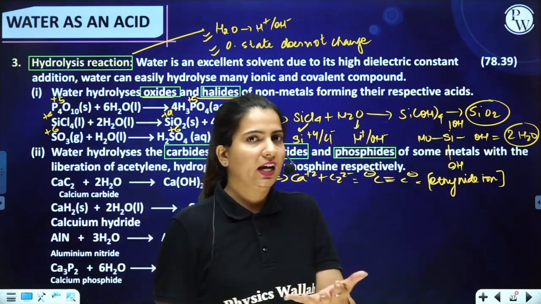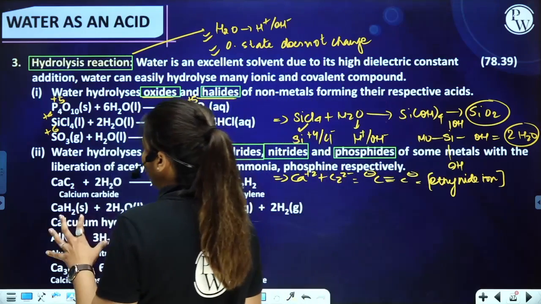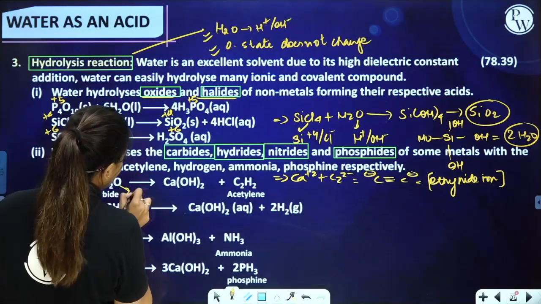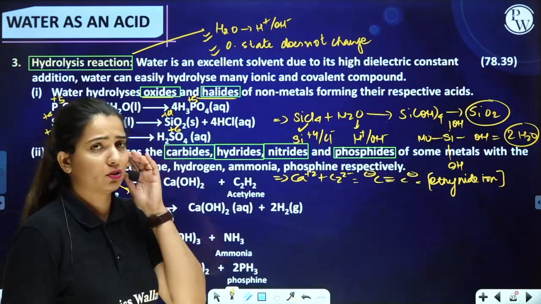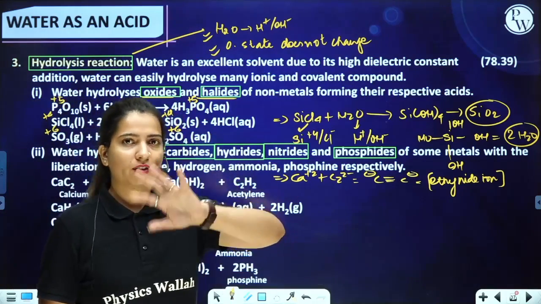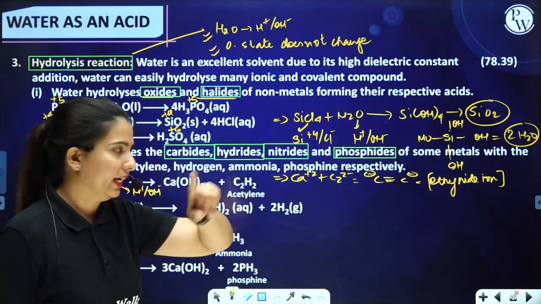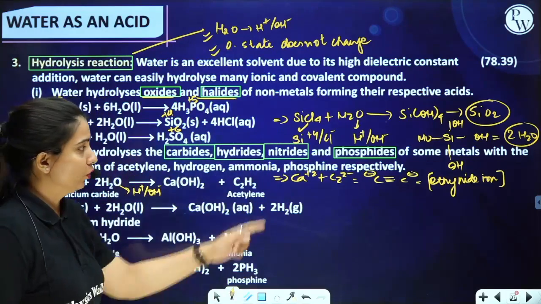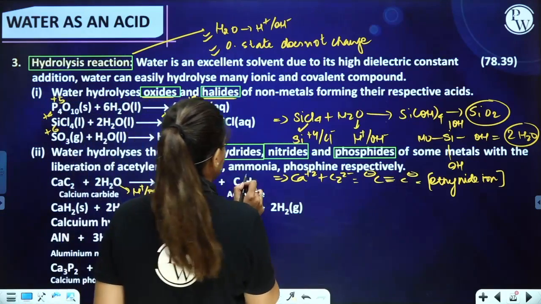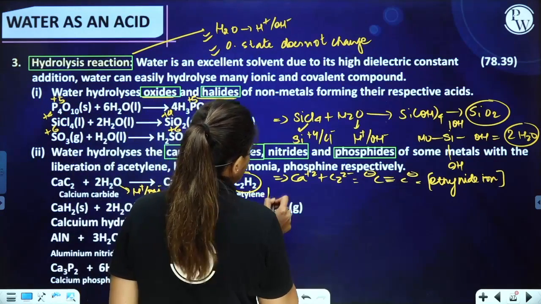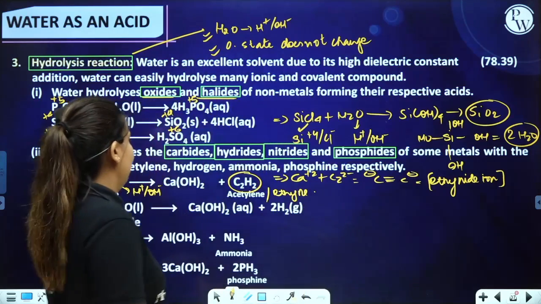Whenever you do the hydrolysis, water will give you H positive and OH negative, and this is going to give you calcium +2 and the ethynide ion. Negative and positive will combine: calcium will combine with OH negative, and the C2 2- ion will combine with H positive to give you ethyne, acetylene. Okay, this is acetylene, or you can simply call it ethyne or whatever you want to say.